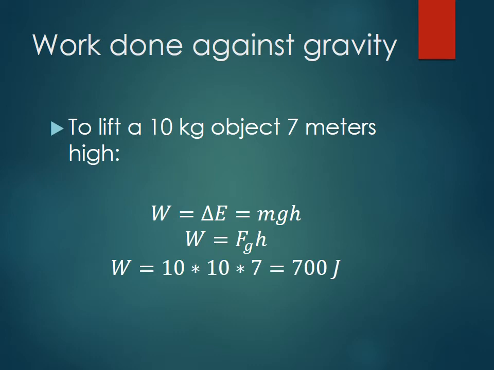So either way, it's 10 for the mass, 10 for the acceleration due to gravity. We're going to round it, all right? And then times 7 meters high. So I get a total of 700 joules of work.